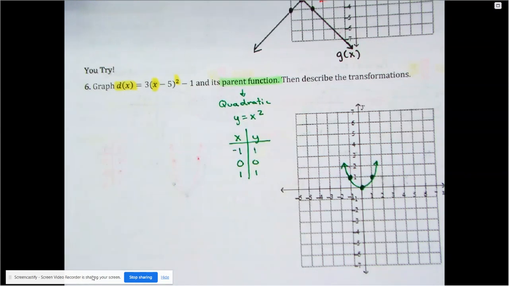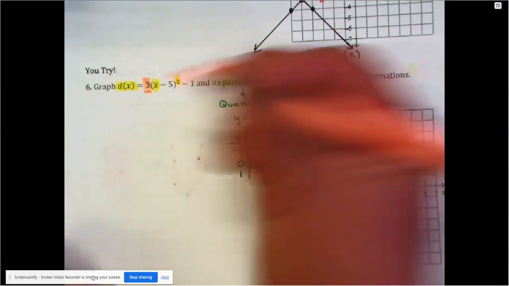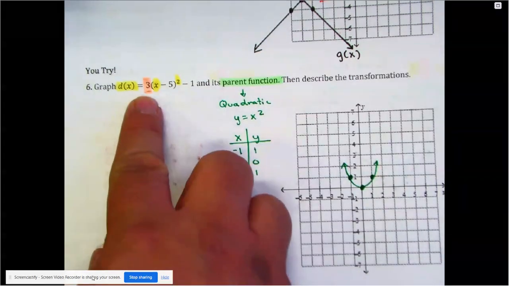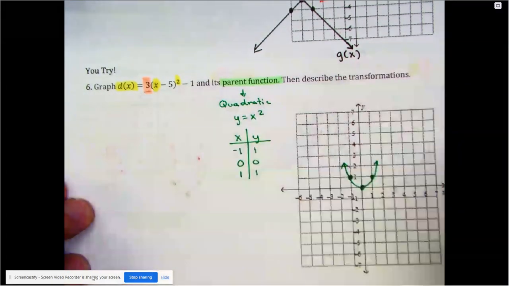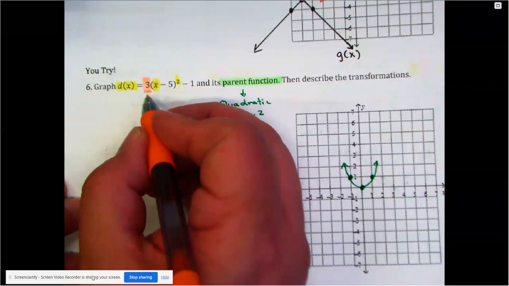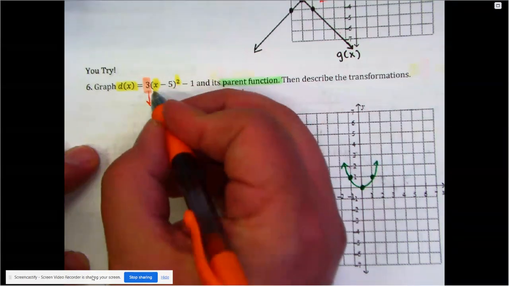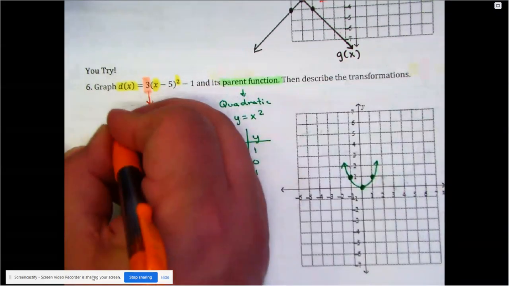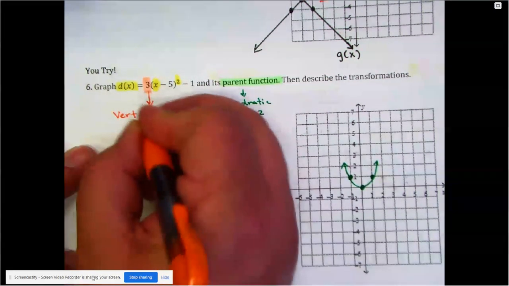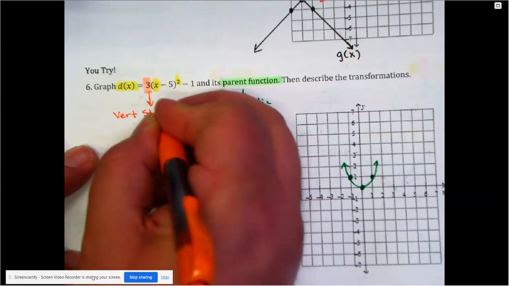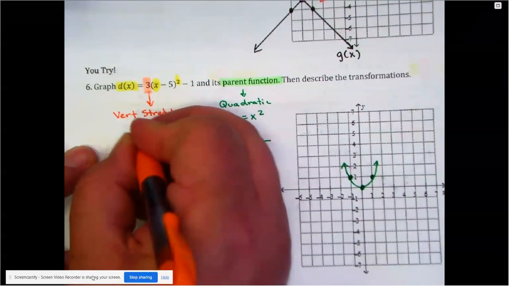So the first value I notice is the number 3. Now, yes, the number 3 is outside the parentheses, but there's no plus or minus, which means this is either a stretch or a shrink. Well, because the number is bigger than 1, the rule is if it's bigger than 1, then we are going to do a vertical stretch by 3.